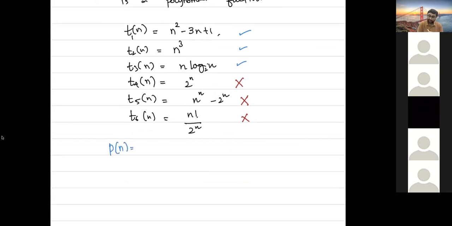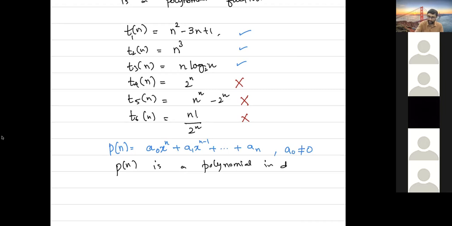So what is a polynomial? We say that P of n is a polynomial in n if it can be written as a0 x power n plus a1 x power n minus 1 plus ... plus an, such that a0 is not equal to 0. Okay, so we say that P of n is a polynomial in n with degree n. So among these six functions, 1, 2, 3 are polynomials, and 4, 5, 6 are not polynomials.